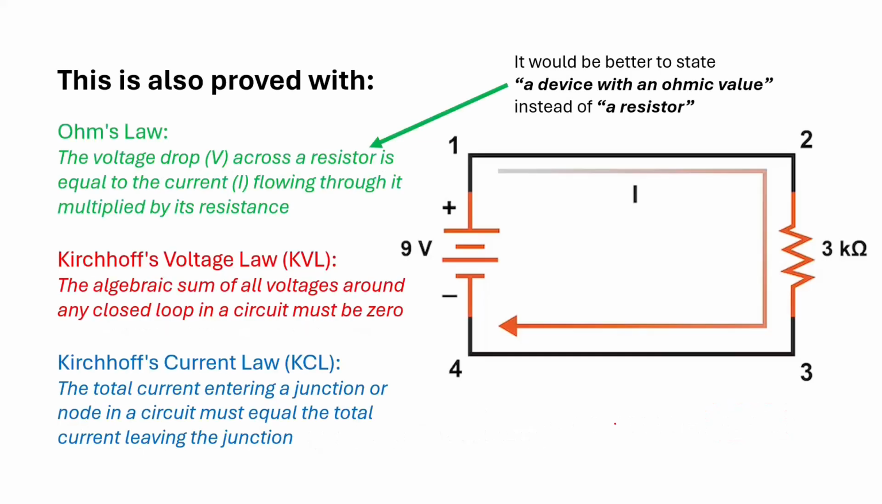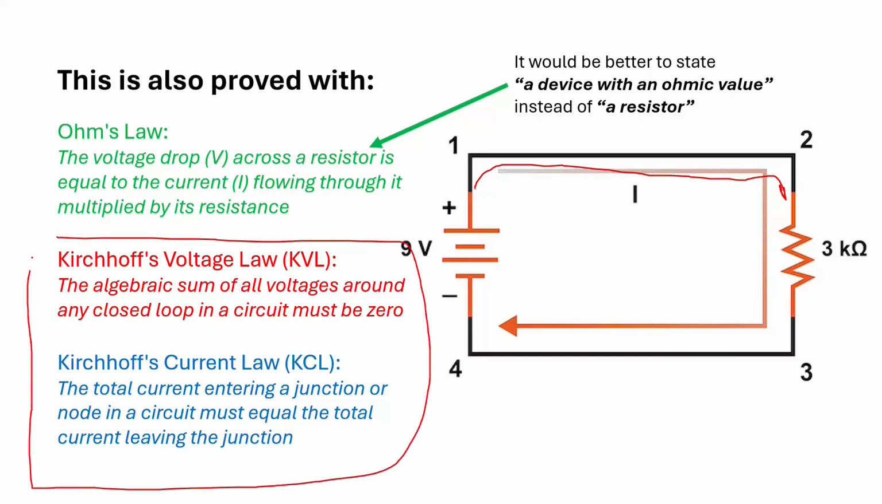So let's talk about a few things. Ohm's law: the voltage drop across the resistor is equal to the current flowing through it multiplied by its resistance. That is Ohm's law. I would almost say it would be better to state a device with an ohmic value instead of a resistor, because it could be anything. This wire has an ohmic value through it, and there is a voltage drop across the wire. And then these other two laws are Kirchhoff's current law and Kirchhoff's voltage law.